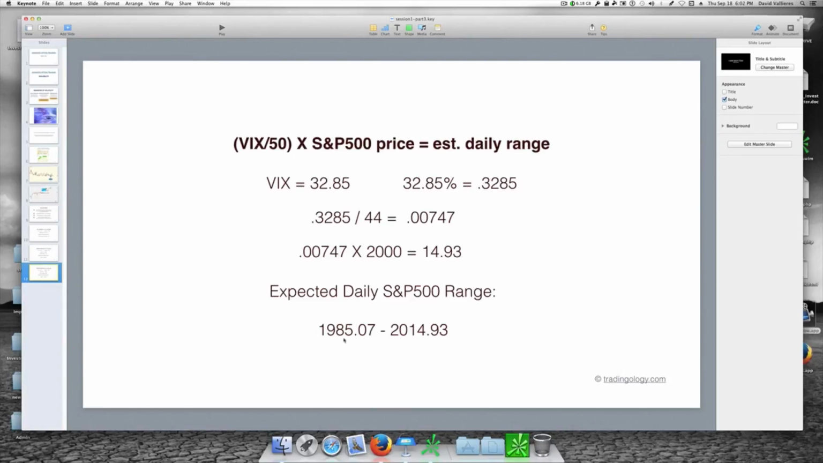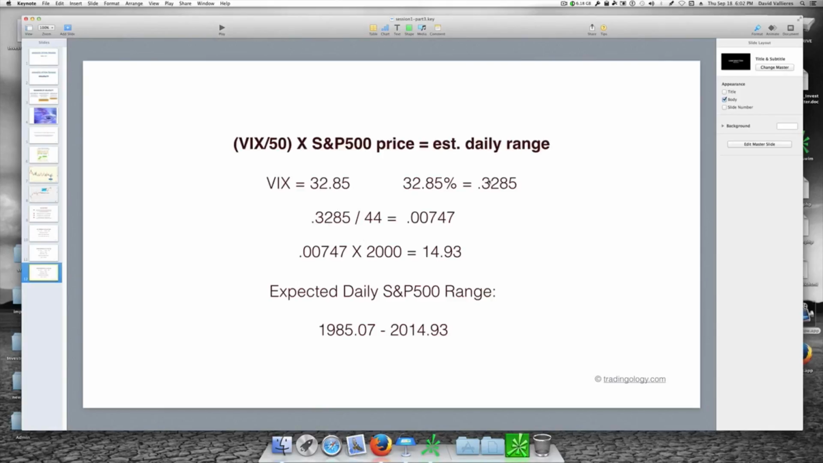And so now we'd have a range of 1985 to 2014, and so depending on the level of the VIX, what the current VIX is trading at, using this calculation would give you the expected range of the S&P 500. So you would expect the S&P 500 to move 15 points in a day, based on a 32 VIX. Okay, so that's why it's very, very helpful to understand what the VIX is, what the volatility index is, and how to use it in actionable terms to help you with your trading.